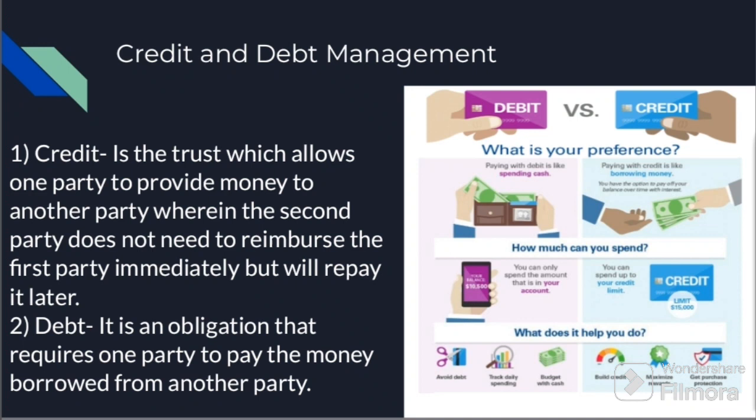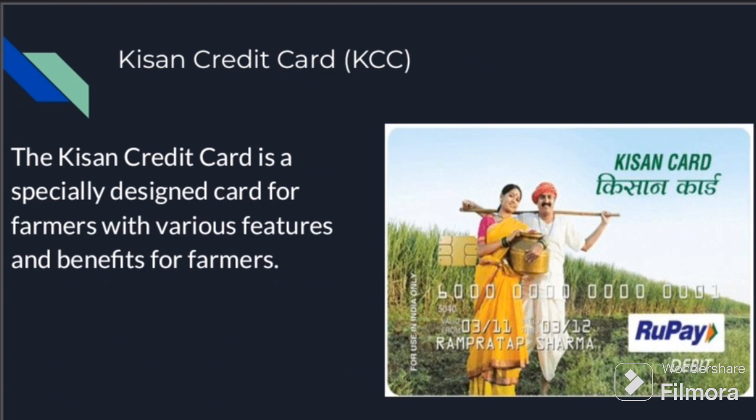Let's look at some examples of credit. Short term credit. Examples are working capital, credit card. Long term credit. Examples are housing loans and industrial loans. Let's now look at the Kisan credit card.